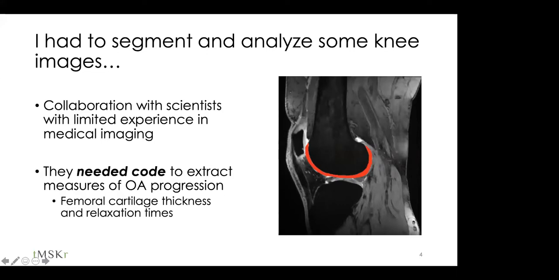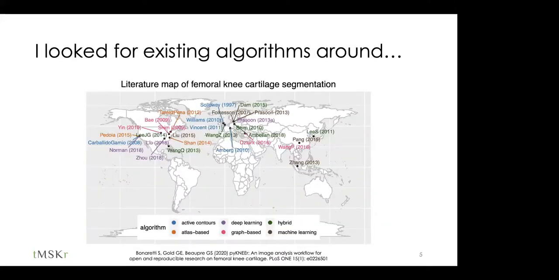Specifically, they wanted the femoral cartilage thickness and the relaxation times related to the cartilage, which in my mind simply meant that, first of all, I had to segment the images in order to derive these measures. So I said, okay, no problem. I'm part of this community. I know how these things go. And so I started to do some literature research. I found very good literature reviews, and I came up with at least 29 algorithms that were already published. I grouped them in active contours, atlas-based, deep learning, graph-based, etc.